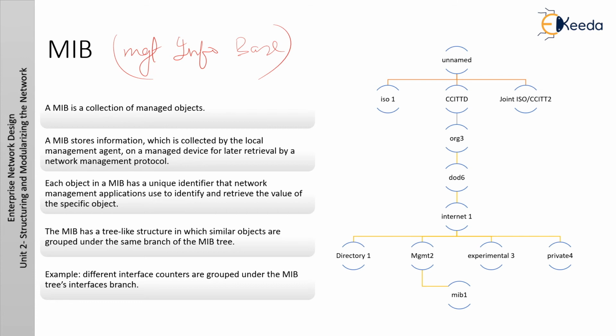Management Information Base, or MIB, is a collection of managed objects. MIB stores information which is collected by the local management agent and managed devices, for retrieval by a network management protocol.